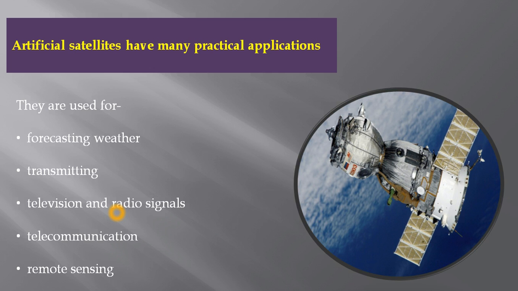They are also used for spying for military purposes, like observing the movement of enemy troops and military equipment, and taking pictures of enemy airfields. So remote sensing satellites are used for spying for military purposes. In fact, artificial satellites are also used to collect information about other planets, stars, and galaxies, and for studying celestial objects; these are called astronomy satellites. So this was all about artificial satellites, and with this we conclude our chapter.